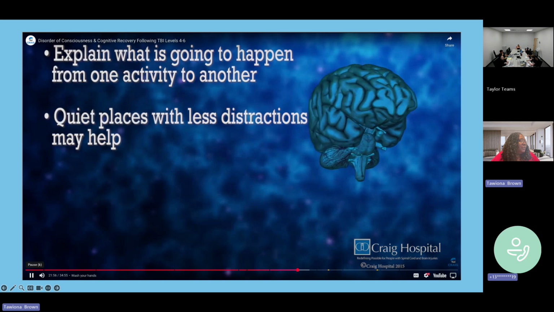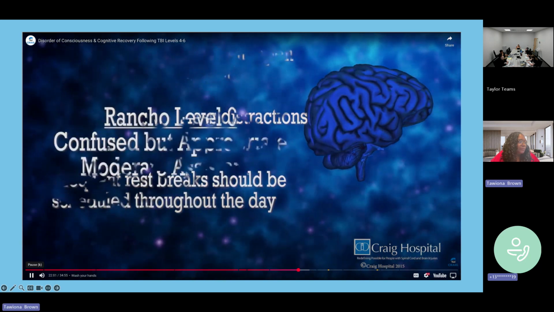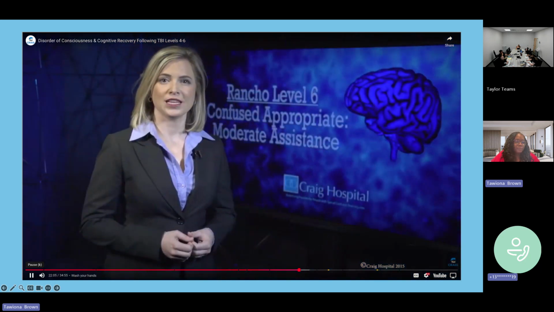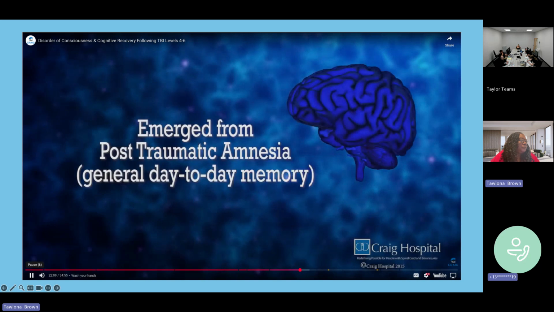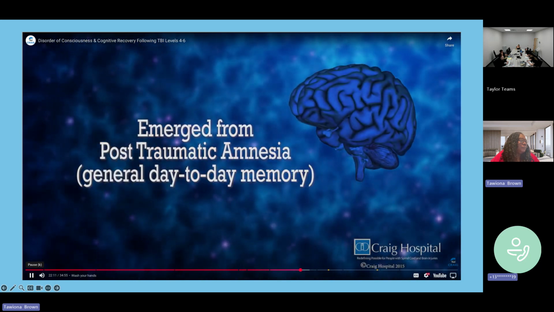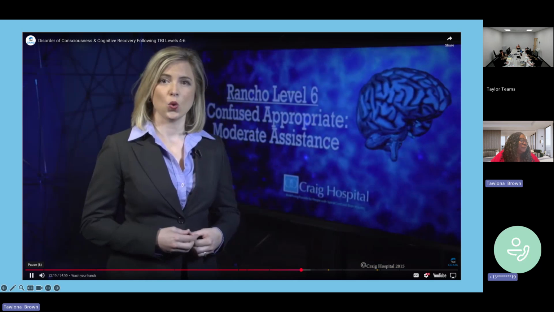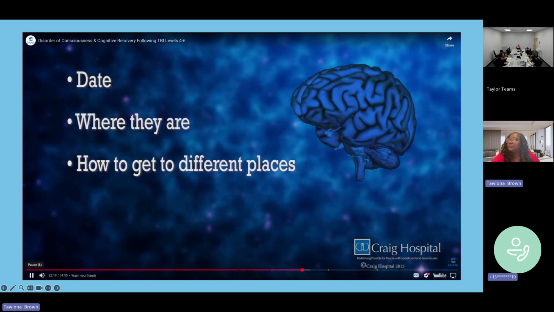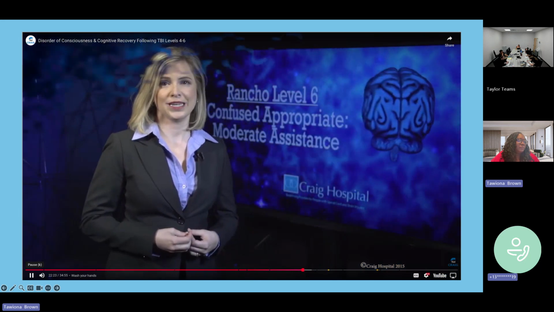Distractions are kept to a minimum. Frequent rest breaks should be scheduled throughout the day. Rancho Level 6, confused but appropriate. Once your family member has progressed to Rancho Level 6, confused appropriate, they have emerged from post-traumatic amnesia. They are now showing some recall of what is happening on a day-to-day basis. Orientation to the date, where they are, and how to get to different places on the hospital floor is improving, but occasional assistance may still be needed.